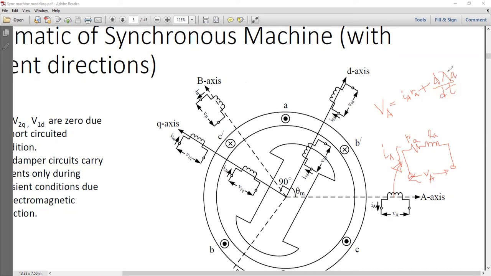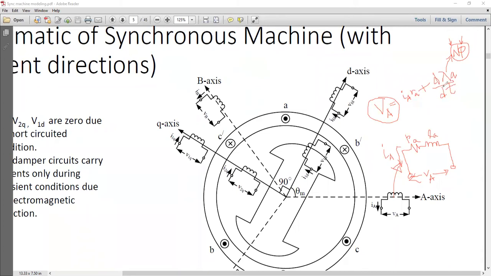This is d lambda over dt. What is lambda? Lambda is the flux linkage. What is flux linkage? You can say it is N phi, where N is the number of turns in the coil, phi is the flux cut by the coil, and lambda A is the resulting flux linkage. So this is N phi. This is the induced voltage expression. Is it okay?